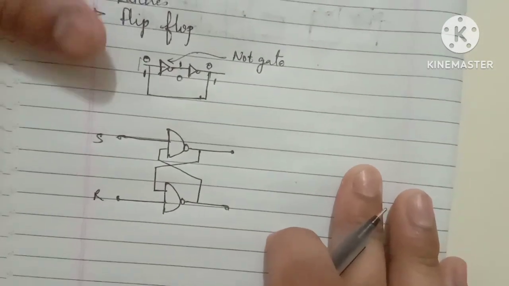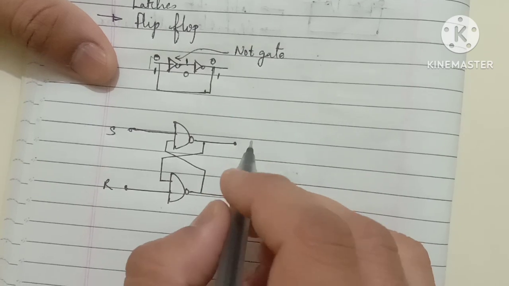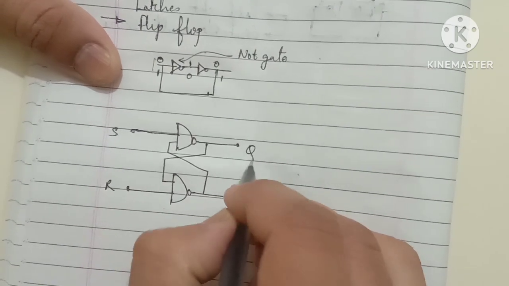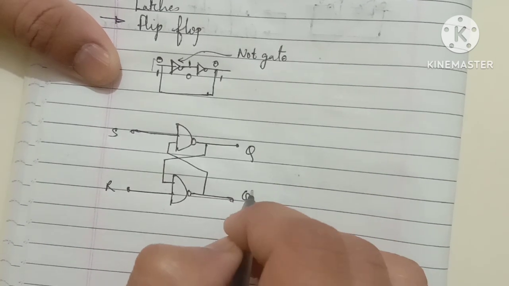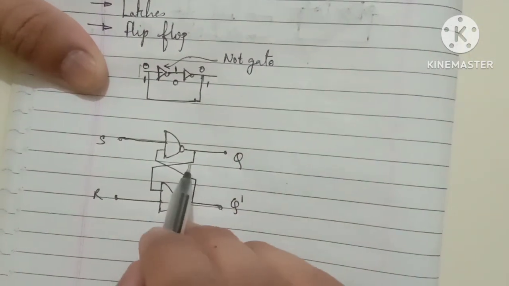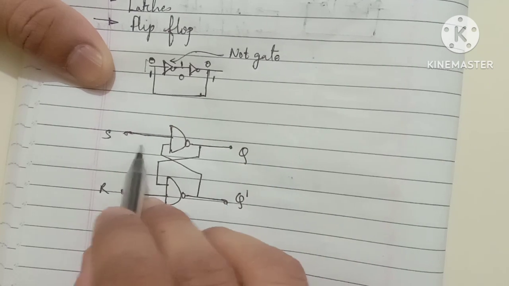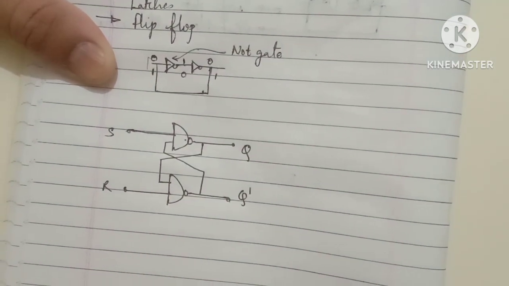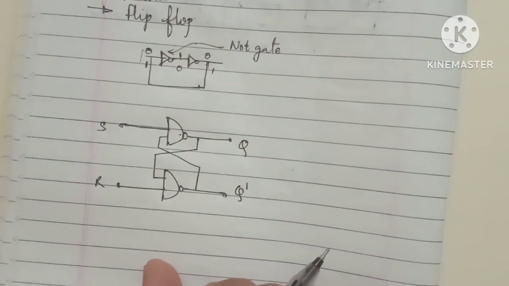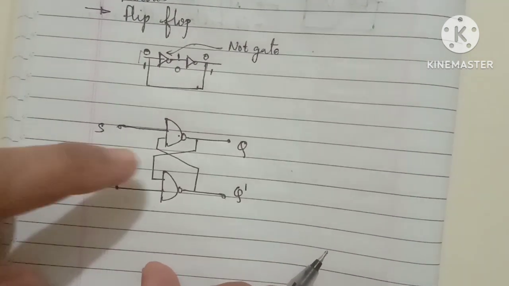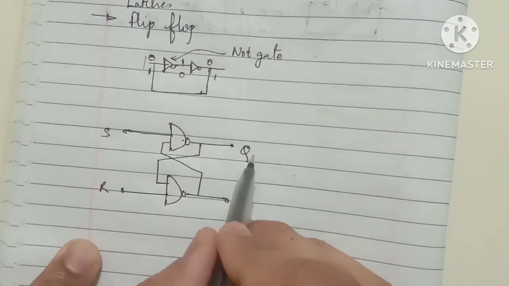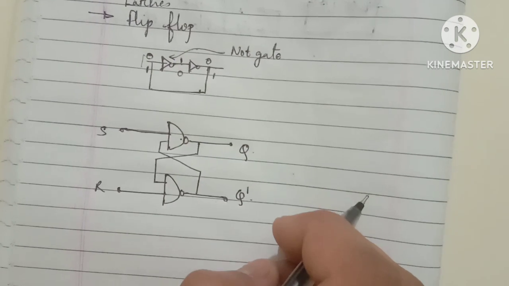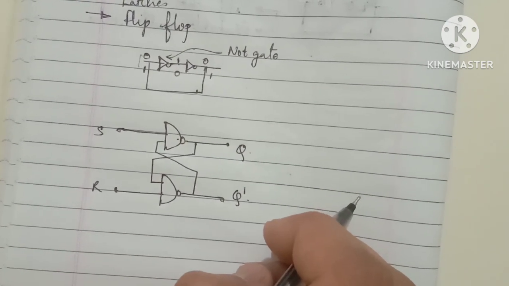Now what we are doing is seeing what the output of this will be. Always there will be a complement of the output. If there is a Q, then here will be a Q dash. That means if the output of this is Q, then the output here will be Q dash. Always the complement output will be there in latches. See here, I am getting Q, then here I will get Q dash. So in latches we will always be getting the complement output.